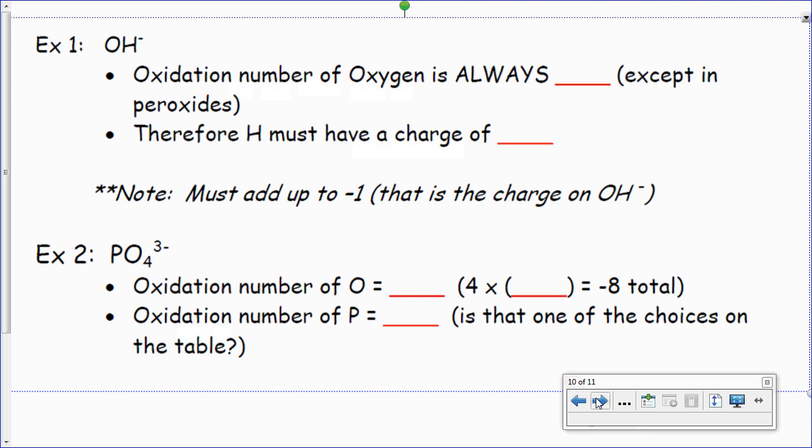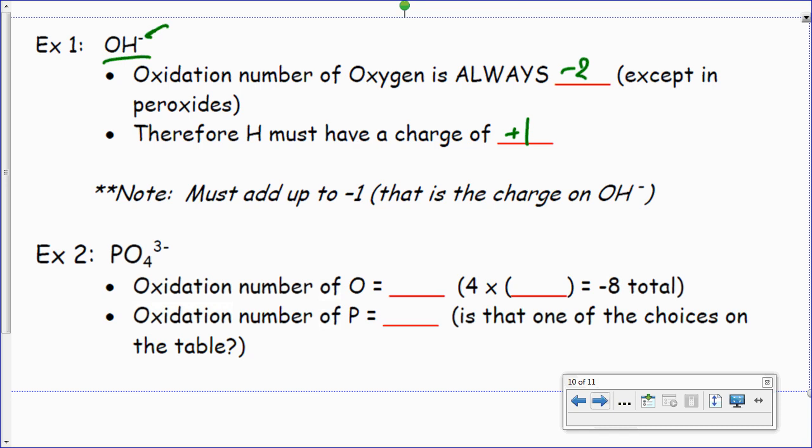Oxidation number of oxygen is always going to be -2, except in peroxides when it can be -1. Therefore, the hydrogen in OH negative, for example, one of the polyatomics we're talking about here, must have a charge of +1, because the polyatomic ion has an overall negative charge. It must add up to -1. That's the charge on the OH.